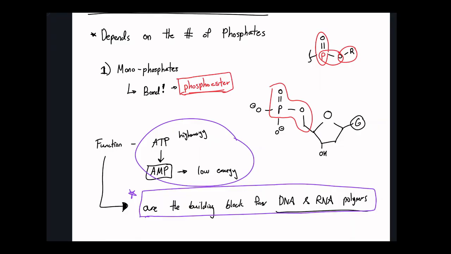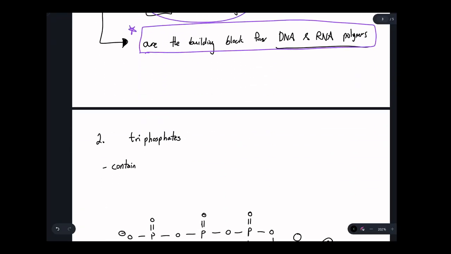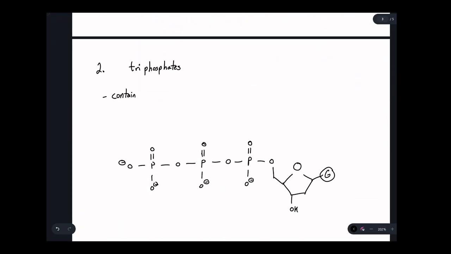Useful to call this now, and why I wanted to come back up here to bring it up, is because we're going to see multiple of these together and they get different names. So this is the first kind of new functional group to keep in mind. Phosphoesters are present in monophosphates. When we go to the triphosphates, they're going to contain, similarly, these phosphoester bonds.